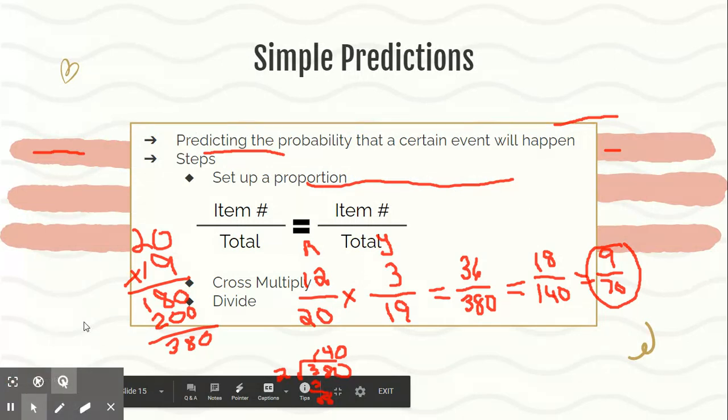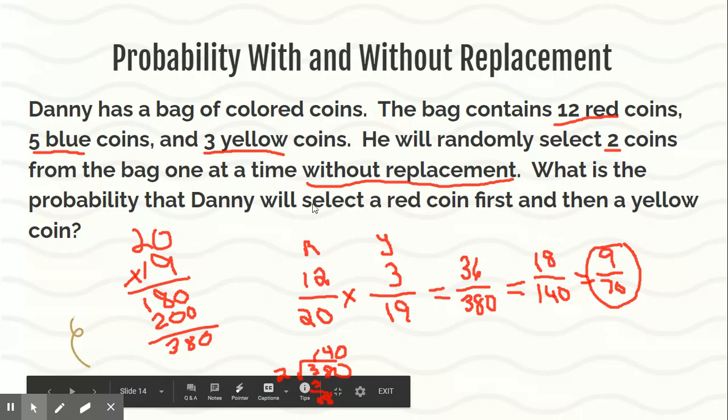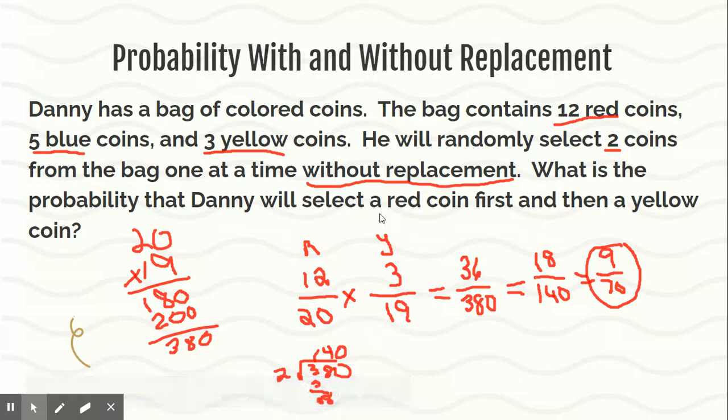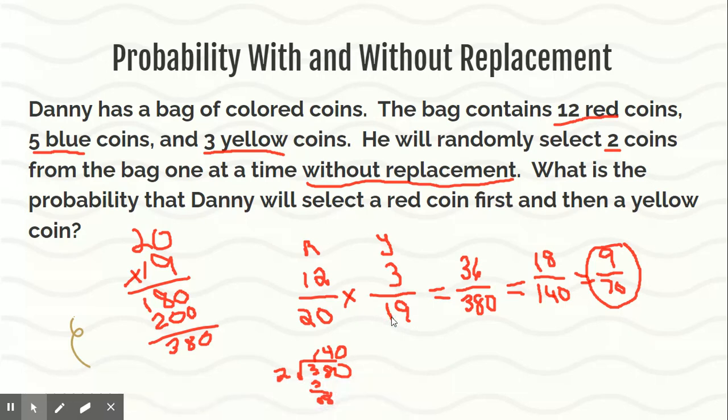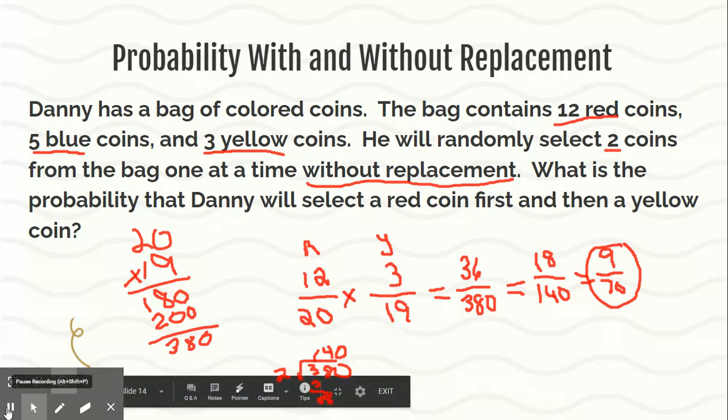So just remember, with replacement, this total down here doesn't change. So these would both be 20 if we put the coin back. But this is without replacement, so the total goes from 20 to 19 because now I have 19 coins in the bag. I kept one out, so the total went one less because I have that coin out of the bag now. And that's all you need to know, guys.